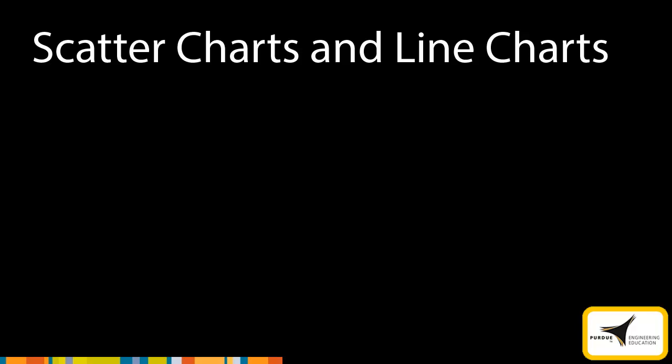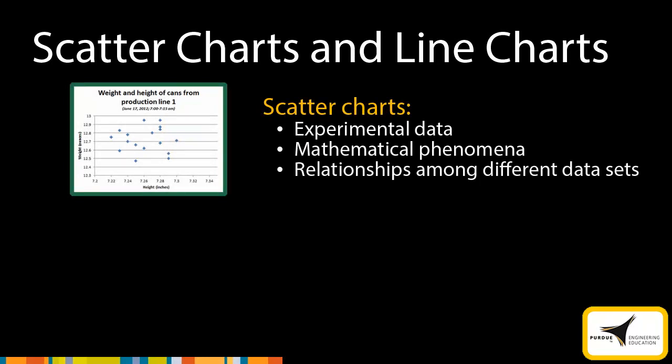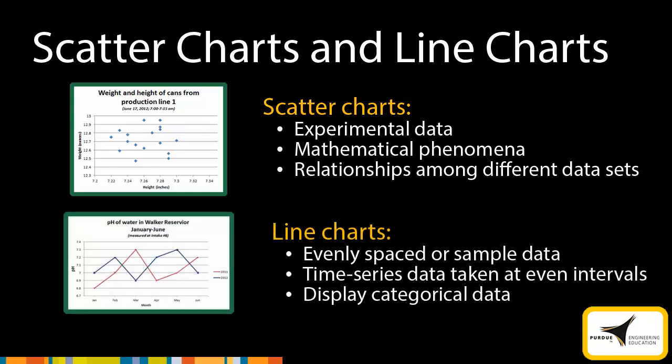Let's quickly review the differences between scatter and line charts. Scatter charts are used to show experimental data, mathematical phenomena, or relationships among different data sets. They should be used when determining a mathematical model or extrapolating information beyond the limits of existing data. Line charts are used to display evenly spaced or sampled data, visualize time series data taken at even intervals, or display categorical data. Knowing the difference between these two charts is very important to successfully presenting data.